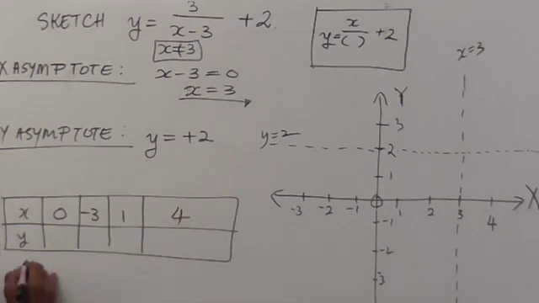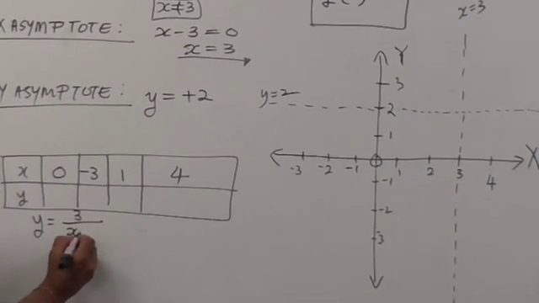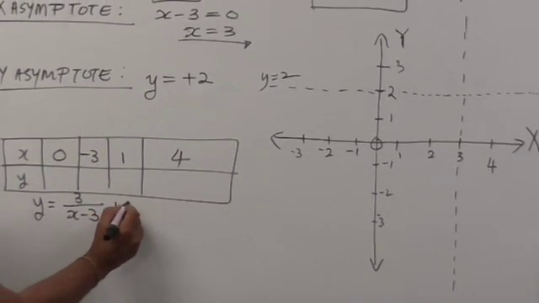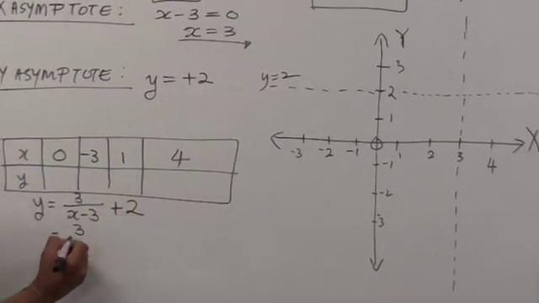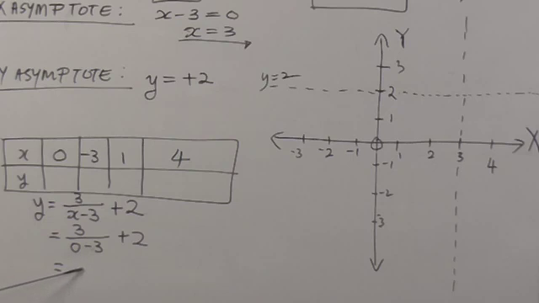So we're going to do some working now. Y is equal to 3 over x minus 3 plus 2. So it is 3 over x, no, sorry, x is now 0. So it will be 0 minus 3 plus 2. Now you put that in your calculator and get the answer. If you haven't got a calculator, it's minus 1 plus 2, which will give you plus 1. So you have found the first ordered pair, right?